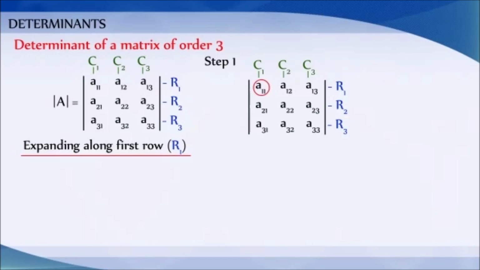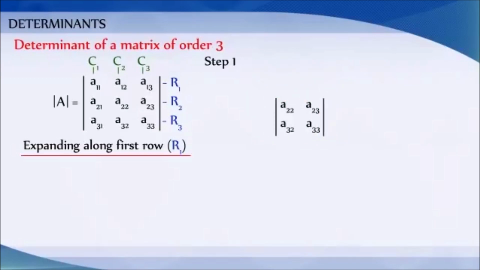Step 1. Consider the element a11. a11 belongs to the first row and first column of the given determinant A. Delete the first row and first column of the determinant A. Evaluate the value of the determinant obtained by deleting the first row and first column of A, that is, determinant of a22, a23, a32, a33. Multiply this determinant value with minus 1 whole to the power of the sum of the suffixes in a11, that is 1 plus 1.